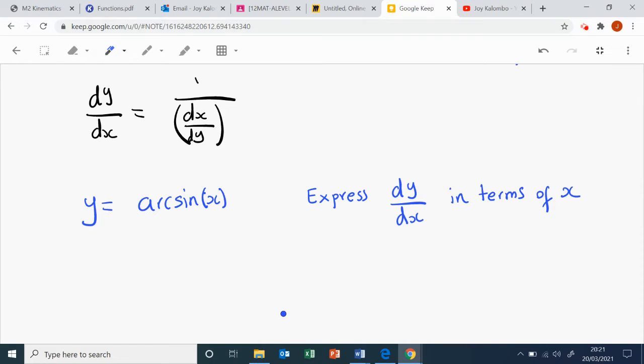I am very excited to show you another example of using this aspect of the chain rule.